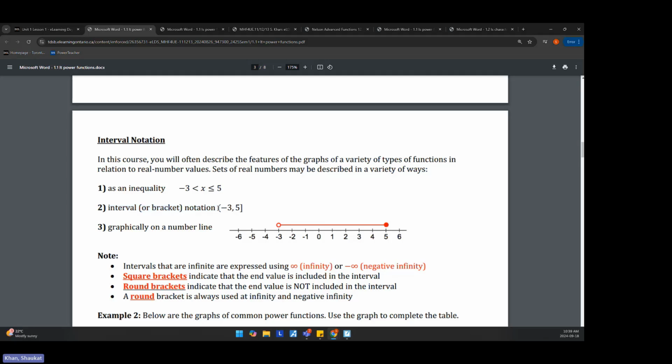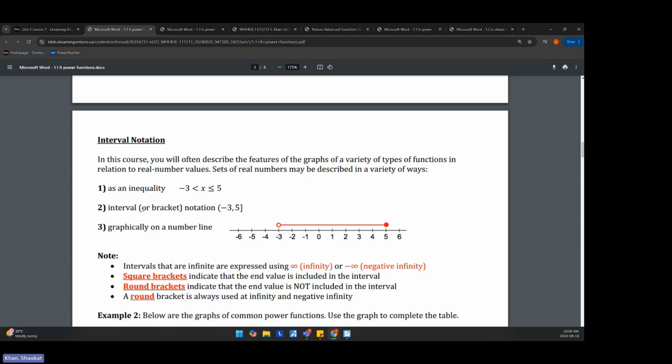And this is important. If you have a curved bracket, that means -3 is not included. It's not equal to -3, just like how in this example there is no equal sign. So x is not equal to -3, but it is bigger than -3. That's why I use a curved bracket there. And a square bracket is used to define that the value at the endpoint is included in your range. So in this case, 5 is equal to x. Therefore, we use a square bracket.